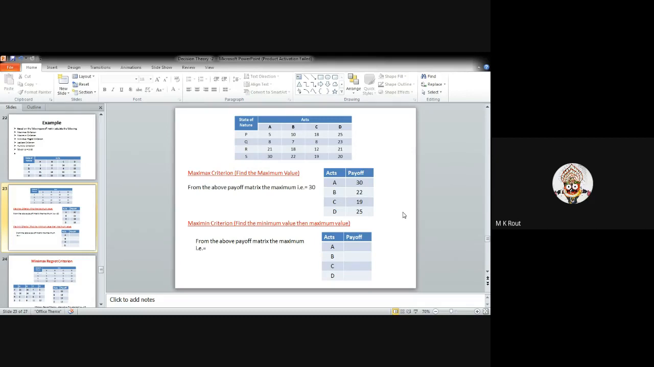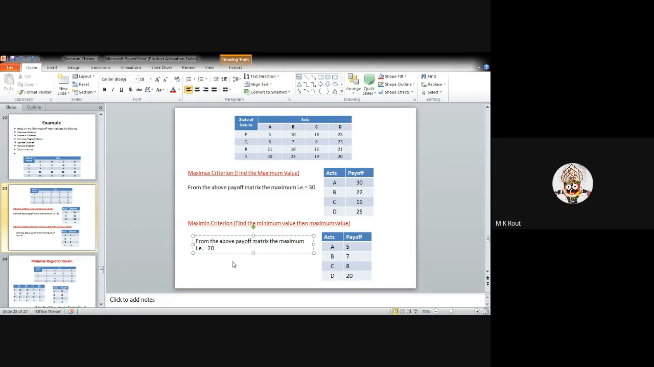Similarly, moving to the next one, the maximin criteria. In this criteria, find the minimum value, then the maximum value. In case of A, which is the minimum value? 5. In column B, 7. In column C, 8. And in column D, 20. So which one is the maximum value? 20 is the maximum value. That is the answer of maximin criteria.